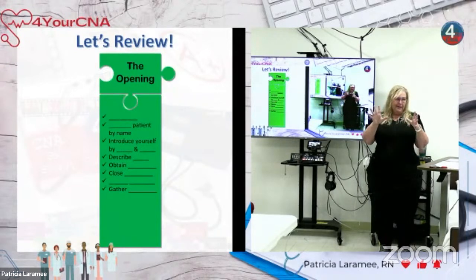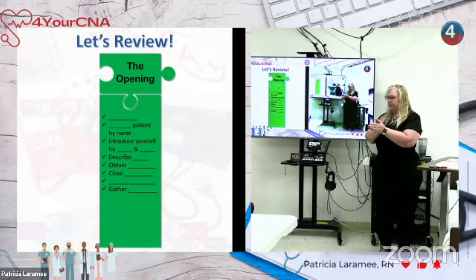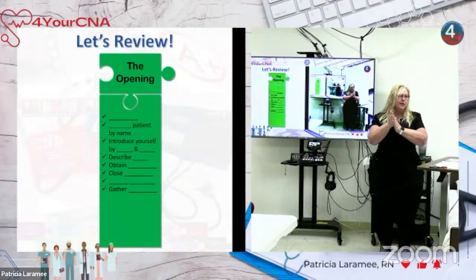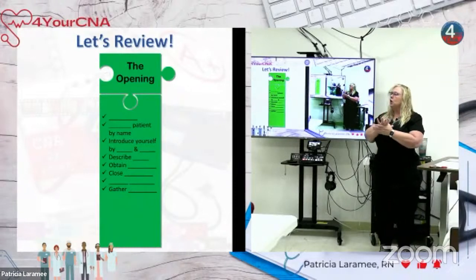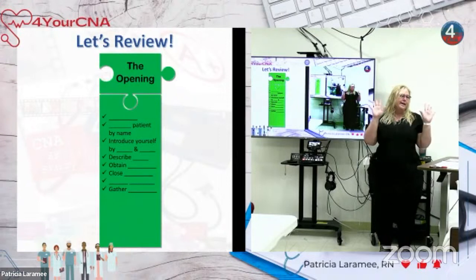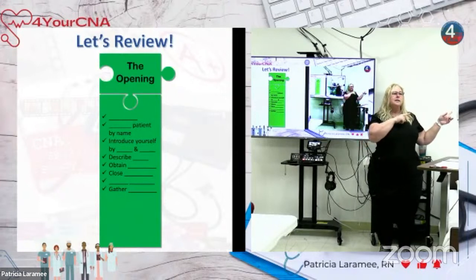Once we have established all of that, what do we need to get from the patient? Consent, permission. Absolutely. Once we've got permission, how do we protect the patient's privacy? Close the curtain. What are we going to do immediately after closing that curtain? Wash our hands, because remember that curtain is not clean. Now that we have clean hands, we can go get our clean supplies.